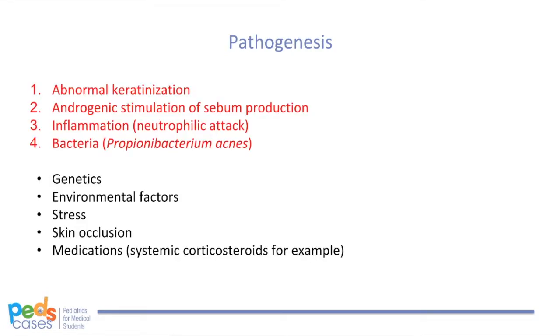So what happens in the pilosebaceous unit to cause the acne we see in the mirror? Four main processes occur in the pilosebaceous unit that contribute to acne. We will go through each individually. These steps are very helpful to know when we talk about treatment of acne. The four processes are: firstly, abnormal keratinization.